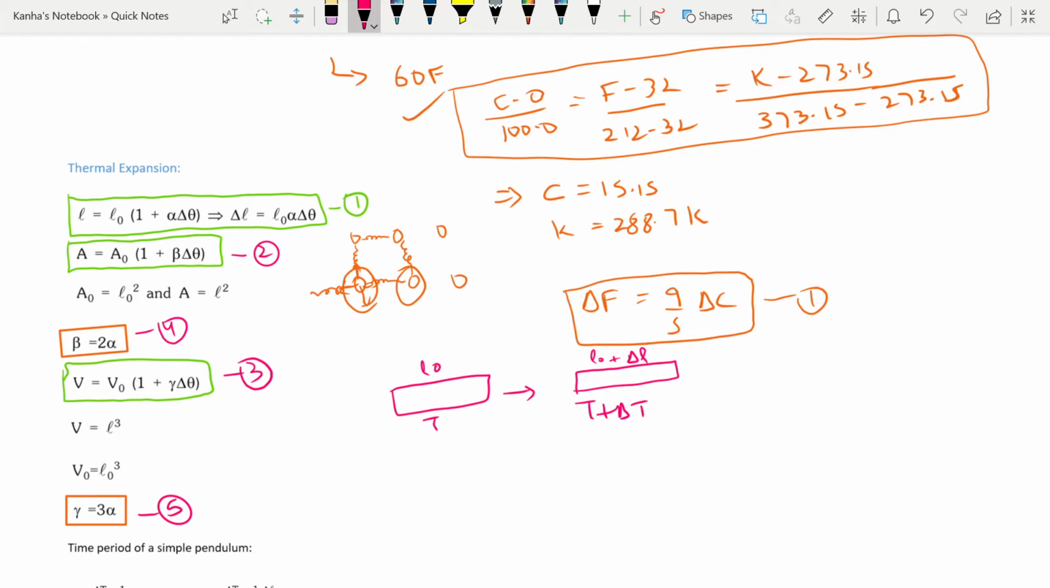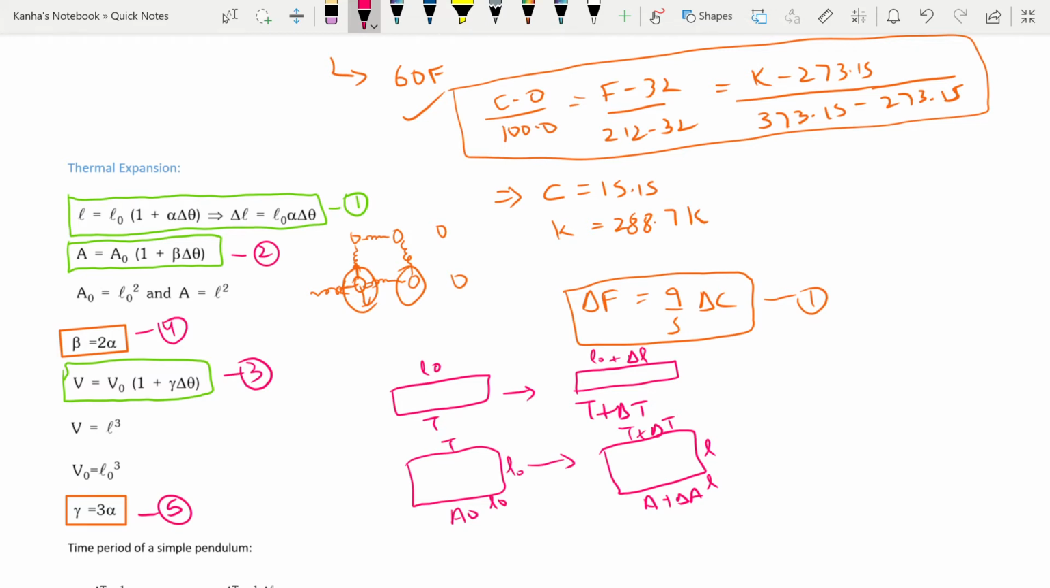Similarly for area, you have initial area as A naught at a temperature T. After heating, it becomes A plus delta A. And what is delta A? Basically every length here, if this was the length, this was the length, so every length becomes L. This is at T plus delta T. Similarly is the case for the volume case. If I take a cube, then every side of the cube will change.